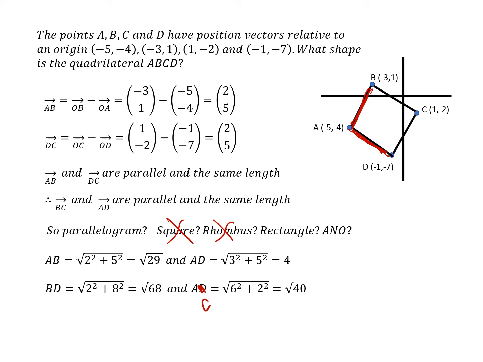be a rectangle. So to find out if it's a rectangle, I've looked at the diagonals, BD and AC. I've written AD there, but that should say AC. BD and AC are different lengths, so it can't be a rectangle either. So therefore, we have a parallelogram.